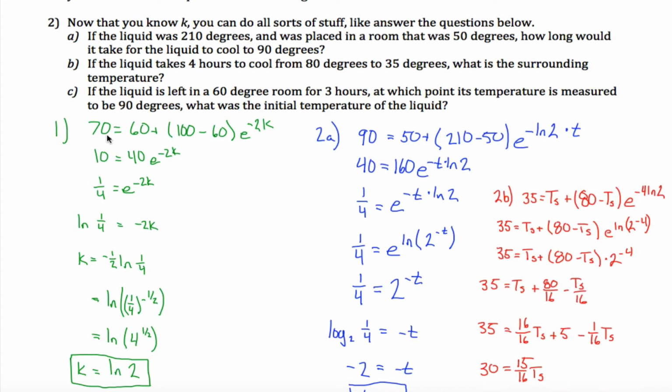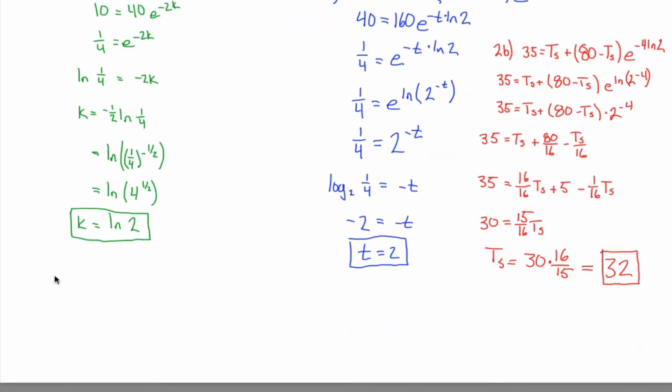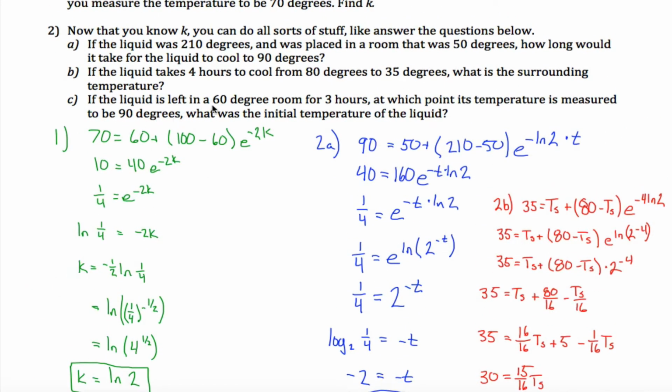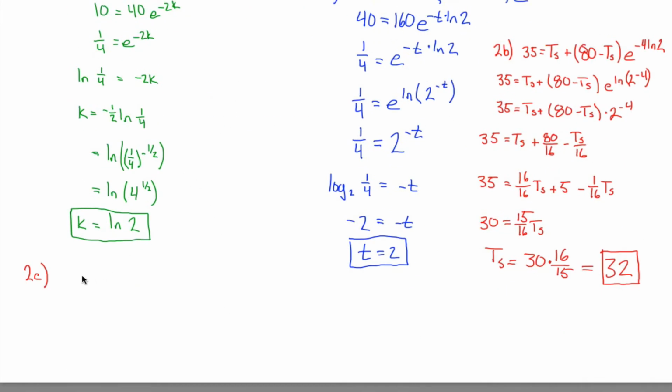All right, one more. 2C. Guess that goes down here. I might have to implement a whole bunch of arrows to get this to fit, but what are you going to do? If the liquid is left in a 60-degree room, there's my surrounding temperature. For 3 hours, there's T. At which point its temperature is measured to be 90 degrees. Okay, so that's what it ends up as.